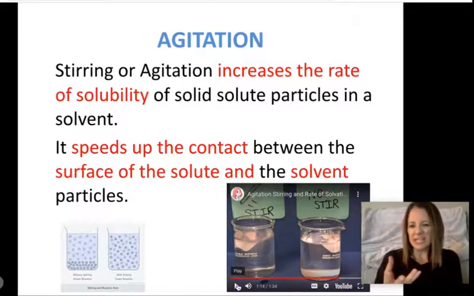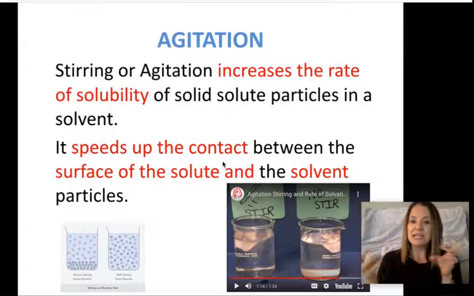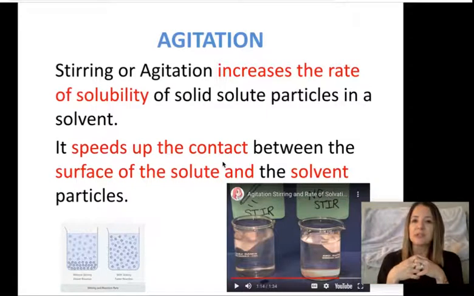So again, we can kind of see there that the beaker that was stirred with the solute, obviously those particles dissolve more quickly. Over time, the other one would probably dissolve, but obviously takes a little bit longer. So what you would need to do is copy out the parts in red, not only indicating what agitation does in terms of the rate, but you need to explain. And it's the explaining that is super important. So what agitation does is it speeds up the contact between the surface of the solute and the solvent, causing those two particles to collide and therefore dissolve quicker.